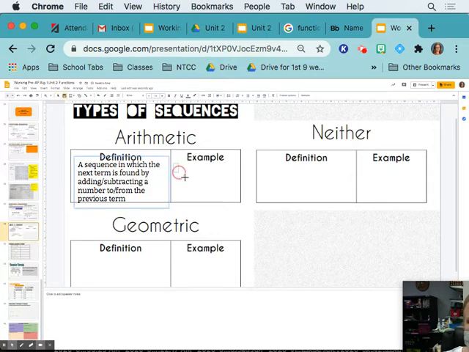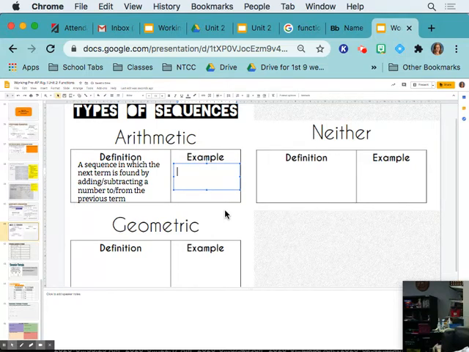So let's come up with an example. It can be an easy one. Let's start it out with like 5. What do we want to add by? 5? Is that what you said? Okay. So what would the next term be? So it's 5 being added each time.